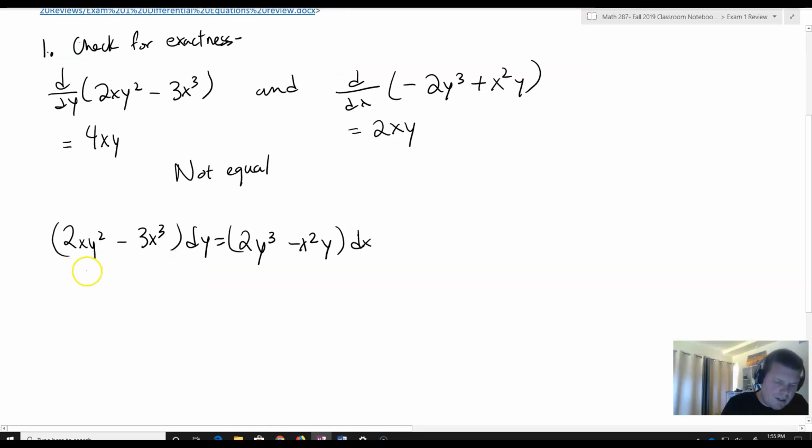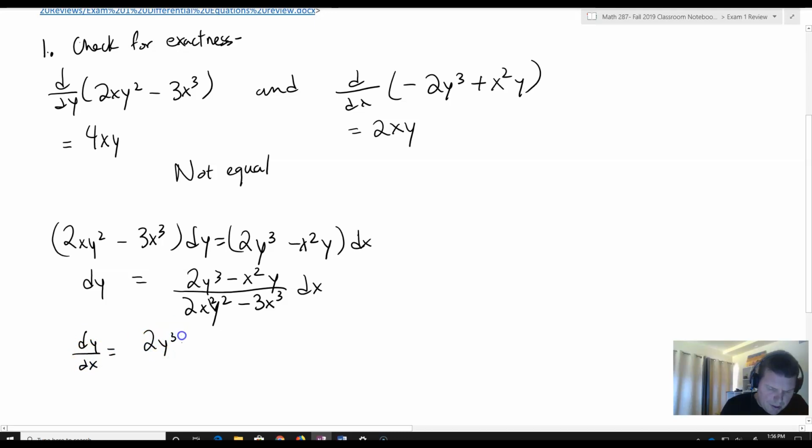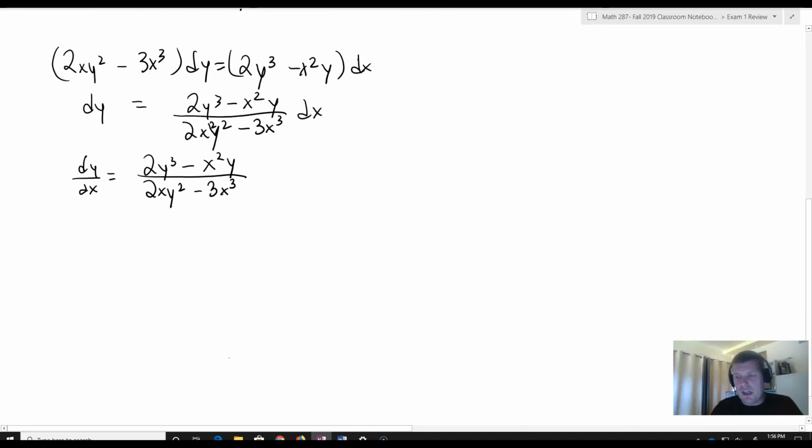So if I divide out, I'm going to end up with dy equals 2y cubed minus x squared y over 2xy squared minus 3x cubed dx. And so consequently dy/dx is going to equal 2y cubed minus x squared y over 2xy squared minus 3x cubed. All right? Now, if it is homogeneous to degree 0, then I should be able to divide both the top and bottom by x cubed and end up with a function of y over x. So let's see if that's the case.